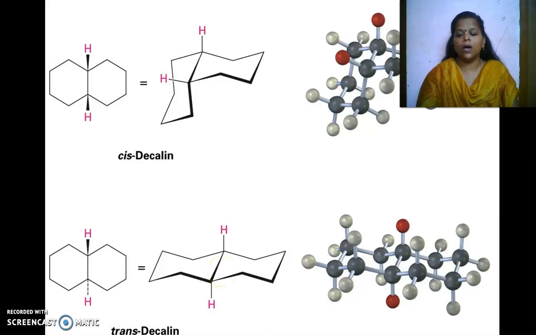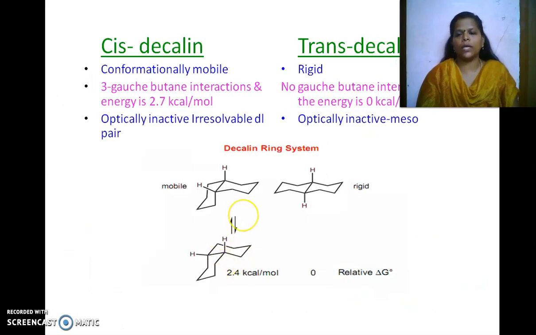Now let us see the stability and optical activity of cis and trans decalin. We can compare cis and trans decalin like this. Cis decalins are conformationally mobile and trans decalins are rigid. In cis decalin, there are 3 gauche butane interactions, so the total energy is 2.7 kilocalories per mole, because one gauche butane interaction is 0.9 kilocalories per mole. Trans decalin does not have any gauche butane interaction, so the energy is 0 kilocalories.